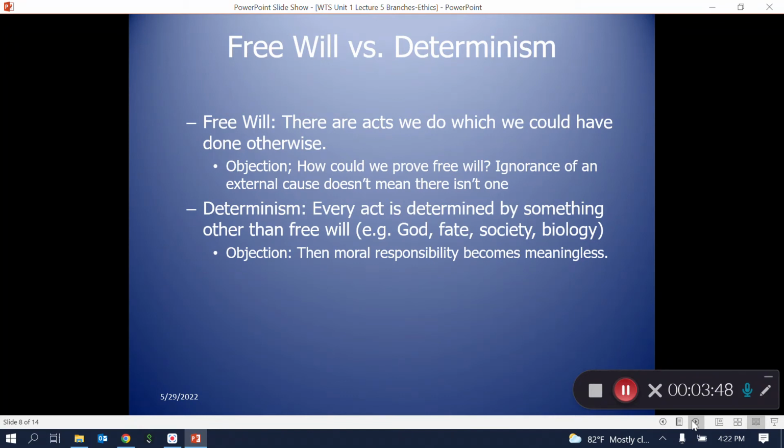If the determinist is correct, then moral responsibility becomes meaningless. If I rob a bank, the determinist must say that I didn't do it freely. I had no other choice. I was determined to do it. Well, then don't blame me. But I should be held morally responsible. So let's assume the existence of free will for now.